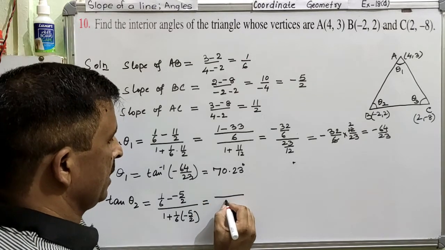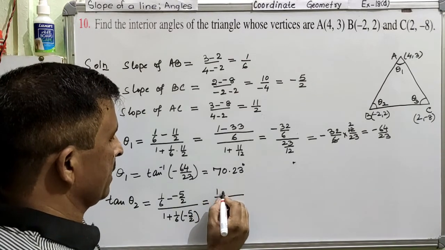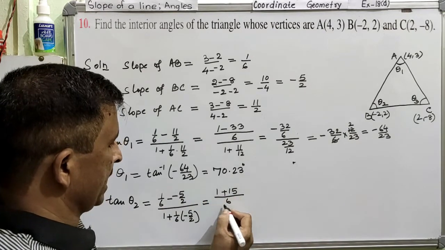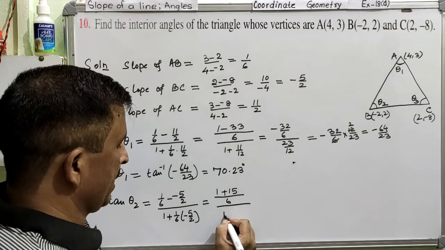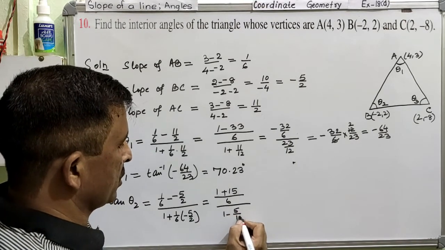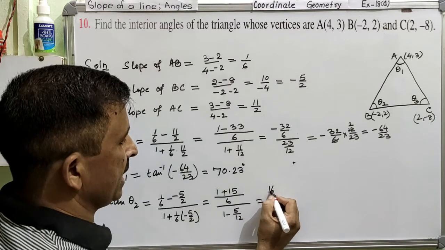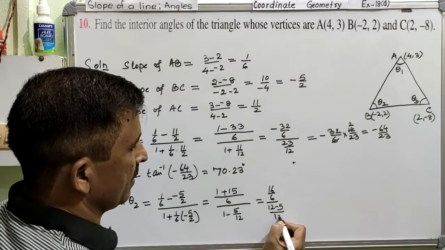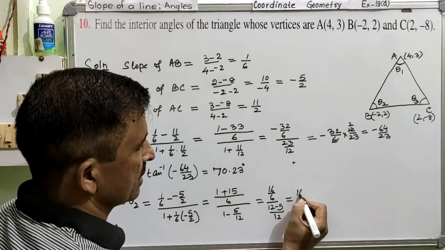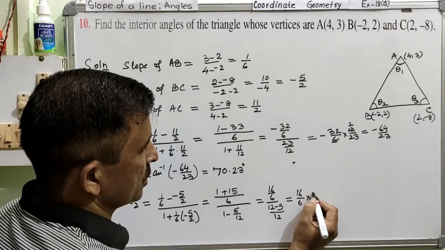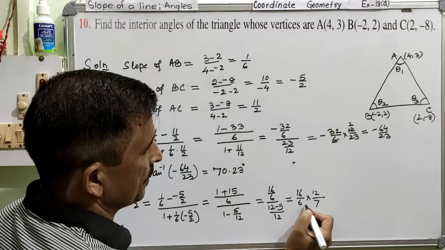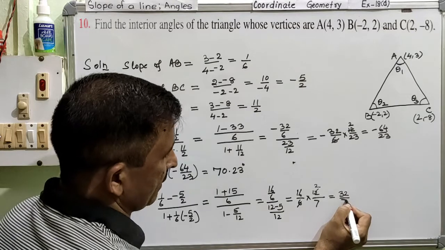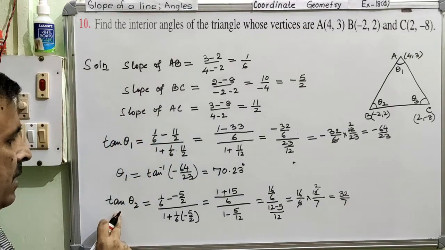So this is 6, and then this is 1, this is plus, this is minus, minus, plus, and therefore this is 15. Check how it is calculated. Now this is 1 minus 5 over 12. One more step, 16 over 6 over 12 minus 5 over 12. Now check this division into multiplication. 16 over 6 into 12 over 7. 6 2s are 12, and therefore this is 32 over 7. Clear?